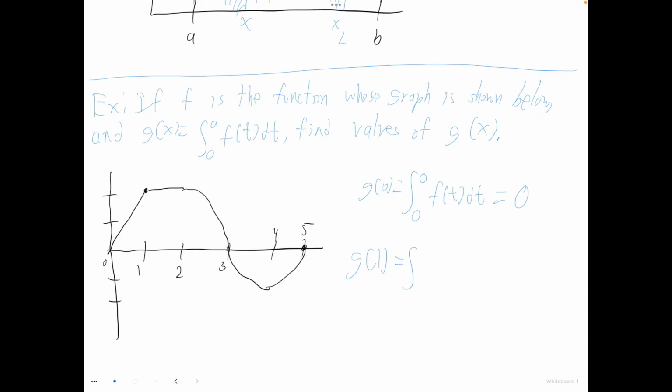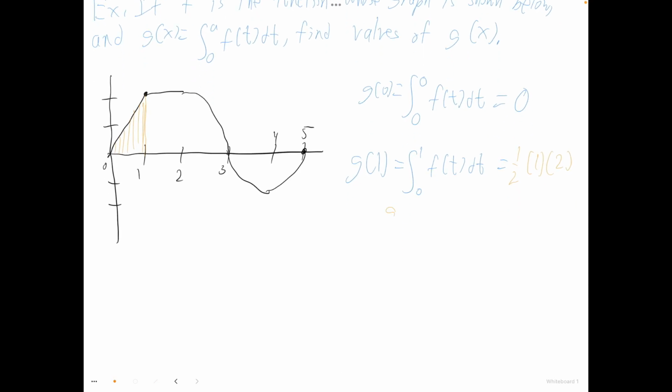So the integral from 0 to 1 of f of t, this will be g of 1. Well, graphically what that looks like is we're going from 0 to 1, so we've got this triangle. And we've talked about before how we can use areas to compute integrals. The area of a triangle is 1/2 base times height. The base of this triangle is 1, and the height of our triangle is 2. And so g of 1 is then going to be 1/2 times 1 times 2, which is just 1. So g of 1 is 1 because it's the area from 0 to 1.